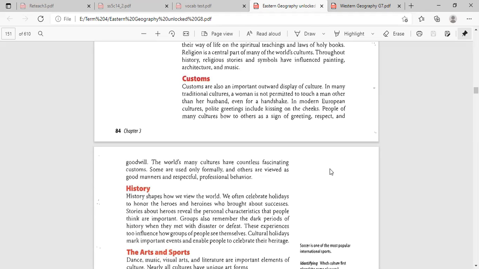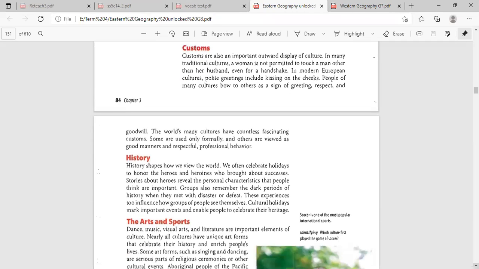Okay, one second. For example, greetings including kissing on the cheeks. Yes, it includes sometimes whether it is accepted to be kissed on the cheek or not. Are women allowed or permitted to touch another man or not? That includes jokes, signs of greeting, respect, and so on. These are examples of customs.